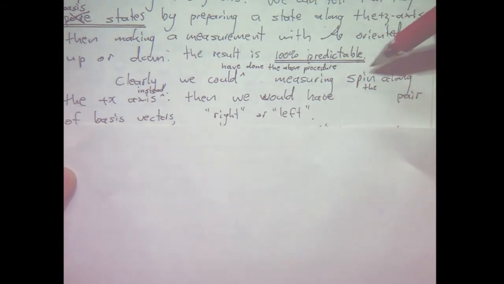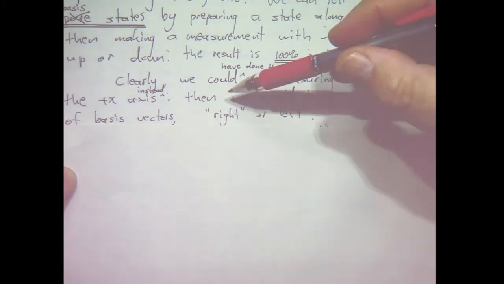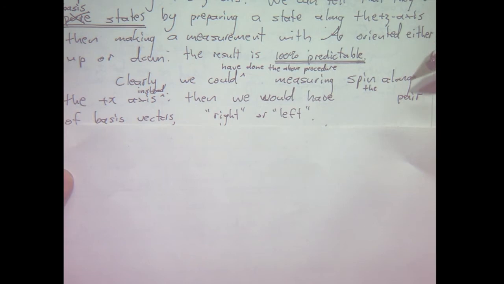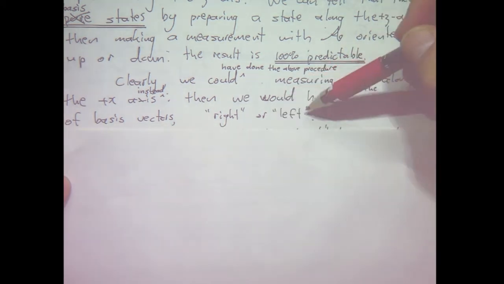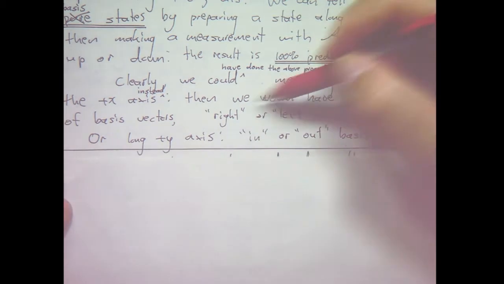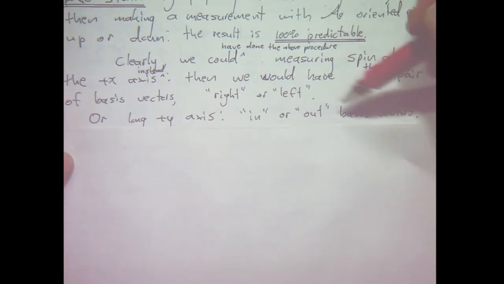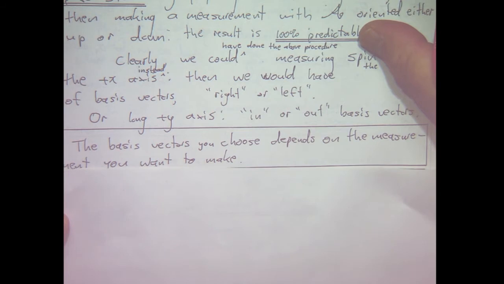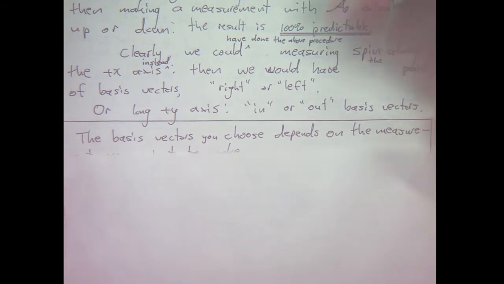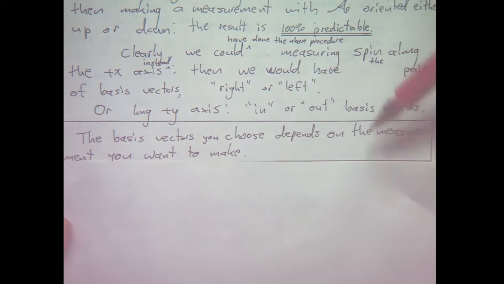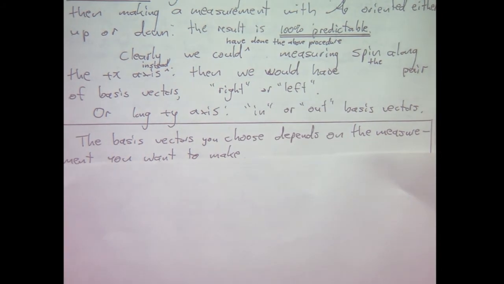But after we prepare the spin, we could measure the spin along the x-axis, for example, plus x. Then we would have the pair of basis vectors right or left. We could have basis vectors right or left, or we could have in or out basis vectors. It depends on how you prepare the system. The basis vectors you choose depend on the measurement you want to make. That's another principle.